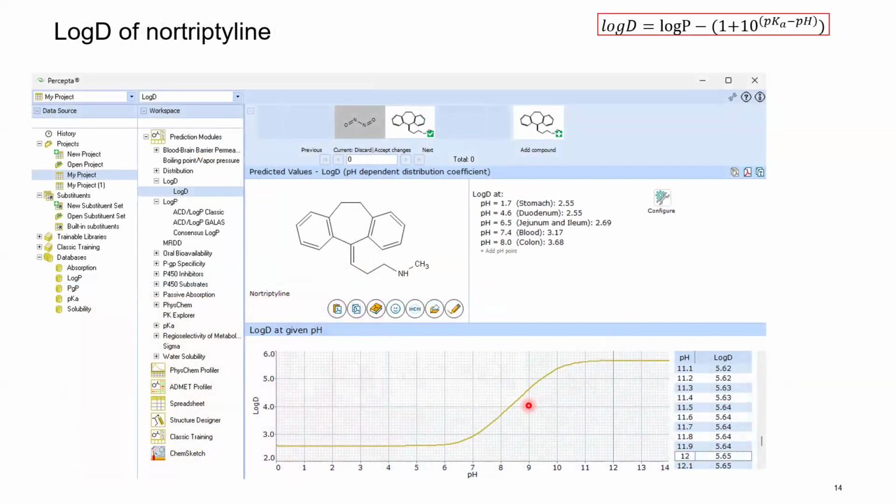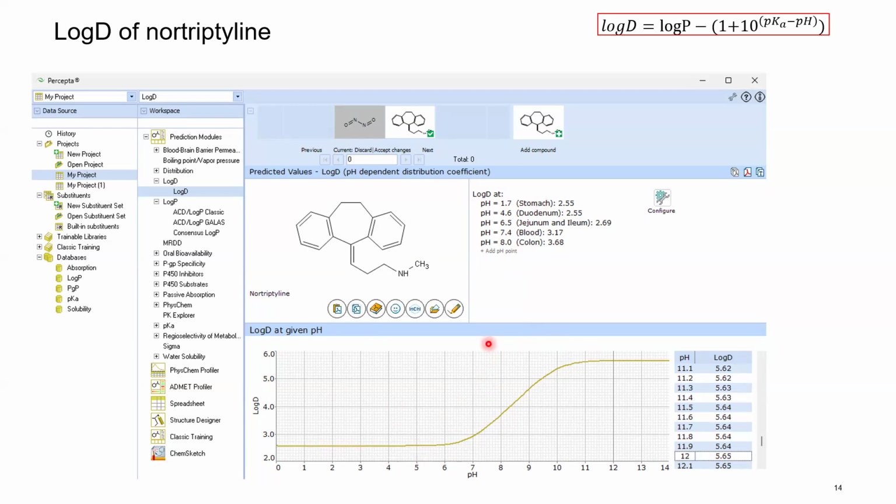But remember, so we have a pKa, a basic center, and if you have a basic center, you should use the log D, and the formula is given here, which accounts for the pH and the pKa. This log D, which is a measure of lipophilicity, will change according to the pH of the environment. For example, stomach has a pH of 1.7, goes to 8 in the colon. So you would like to know what is the log D at different pH, and in this graph, you can look at how this curve evolves over the pH.